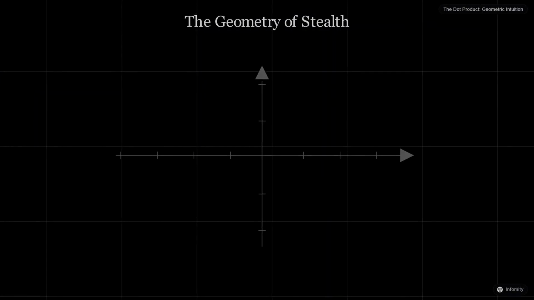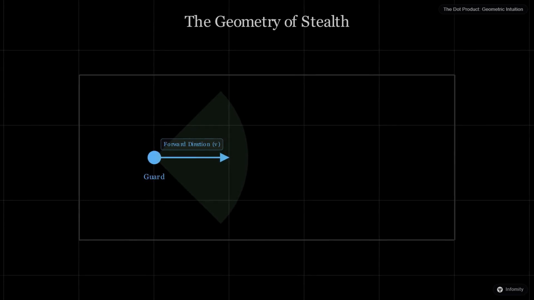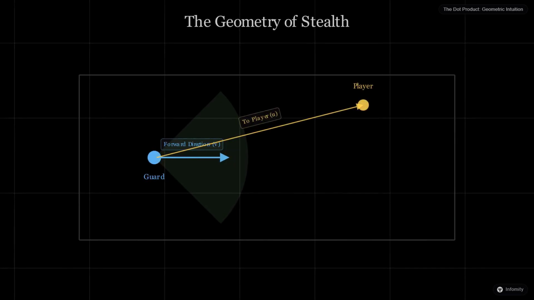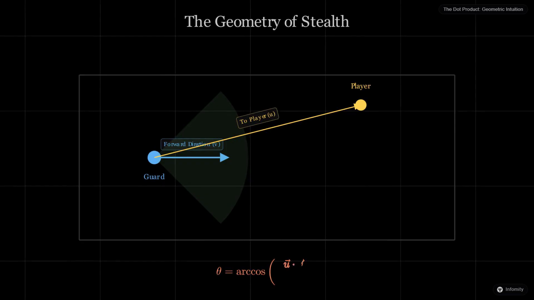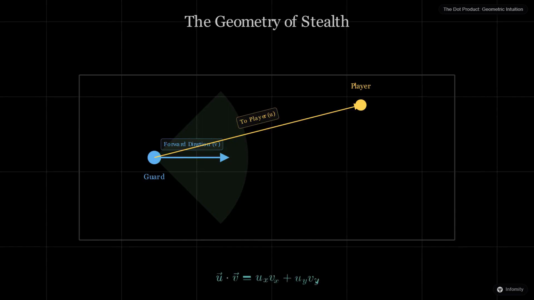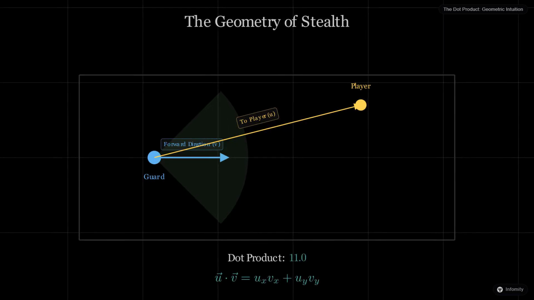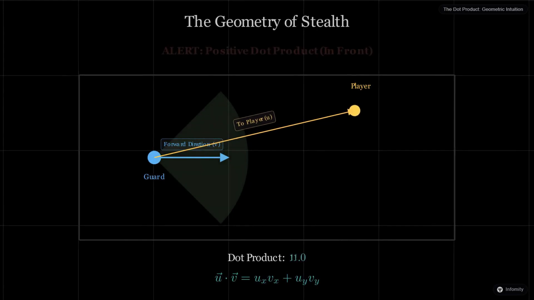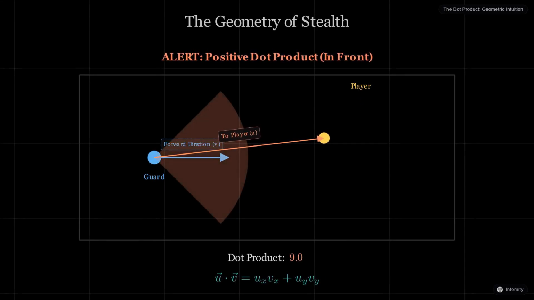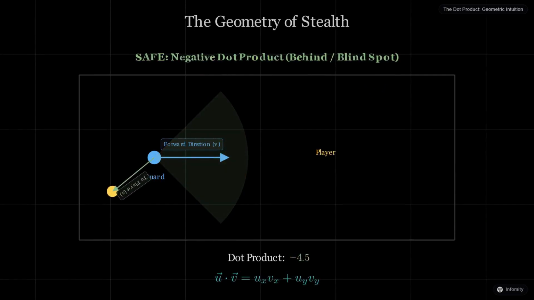This geometric concept is the secret behind enemy intelligence in stealth games. Imagine a game guard patrolling, represented by a forward-facing vector. We draw a second vector pointing from guard to player. You would expect complex equations. But the game does something simpler. It calculates the dot product between the guard's direction and the player. A positive dot product means the player is in front, triggering alarms. A negative value means the player is hidden in the blind spot.